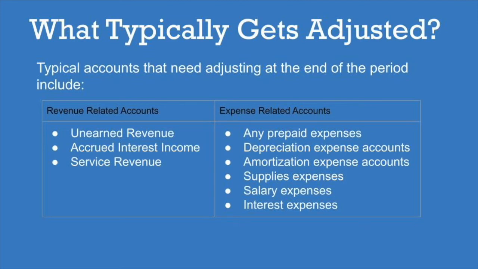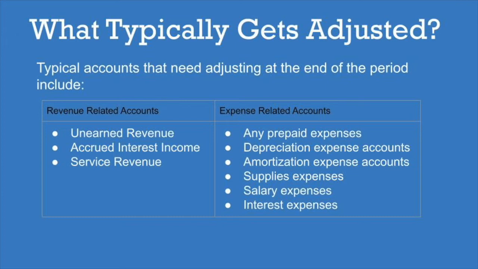And then we have accrued interest income. So we've got money in the bank, or we've got money in some sort of investment. We know that there's interest earned, but we haven't really received the interest yet. So we need to figure out how much interest we're entitled to up to the end of the period.